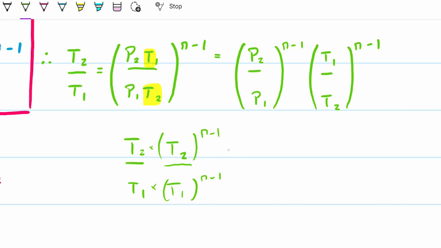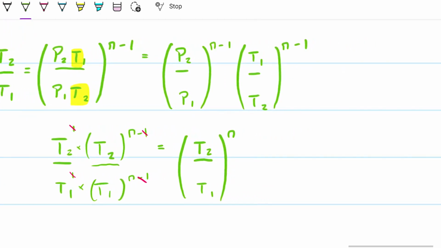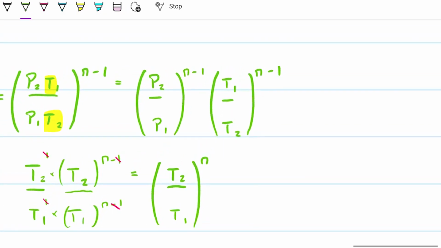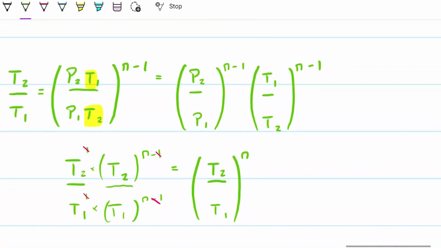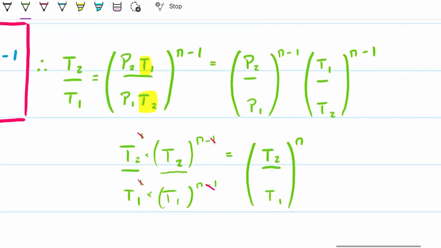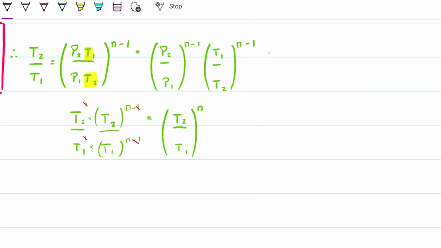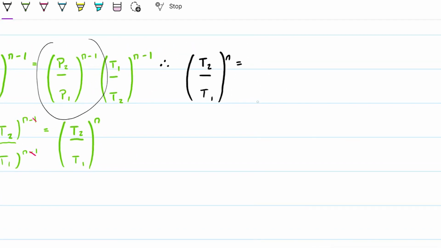They're multiplying. This in turn happens to be the same thing as having one here and one here. So what's happening is that this one is canceling the minus one, this one is canceling this minus one. So we're left with the same thing as T2 divided by T1 to the n. And on the P side of things, nothing really changed, right? We're just keeping it that way. So this whole thing becomes, we want to go rightwards. Once again, therefore, T2 divided by T1 to the n equals this guy here, which is P2 divided by P1 to the n minus 1.